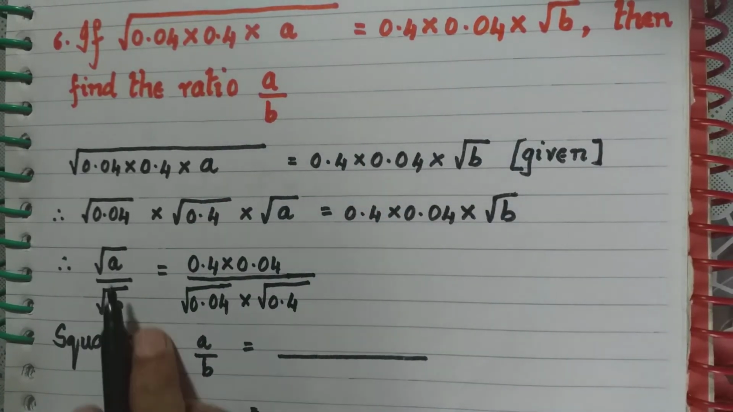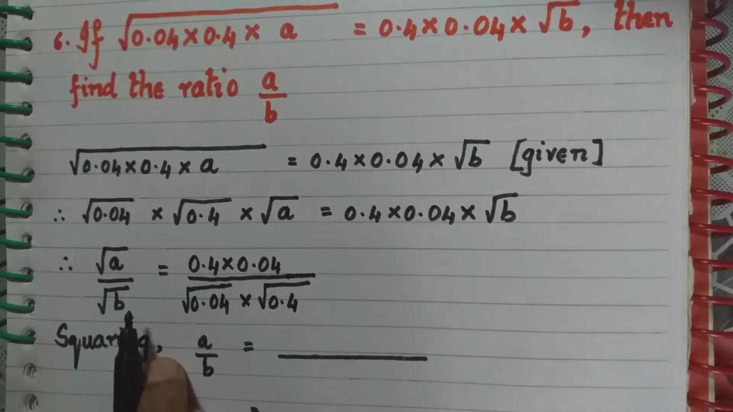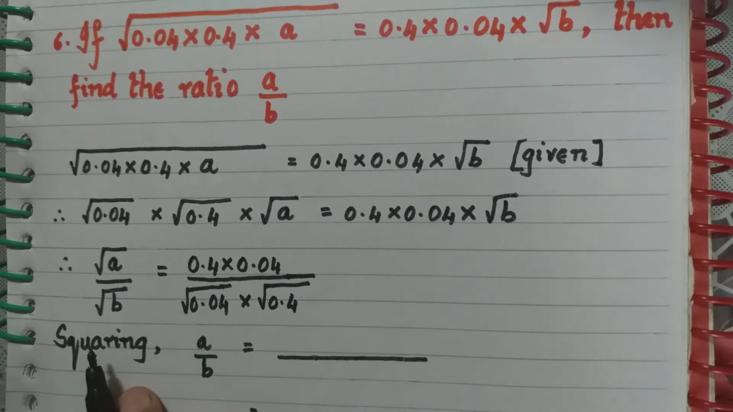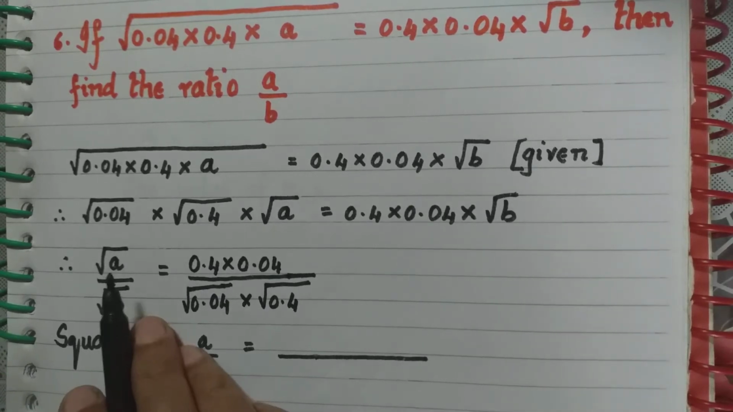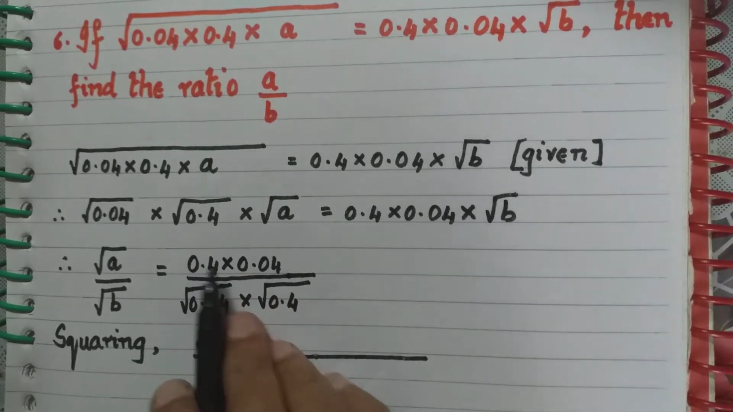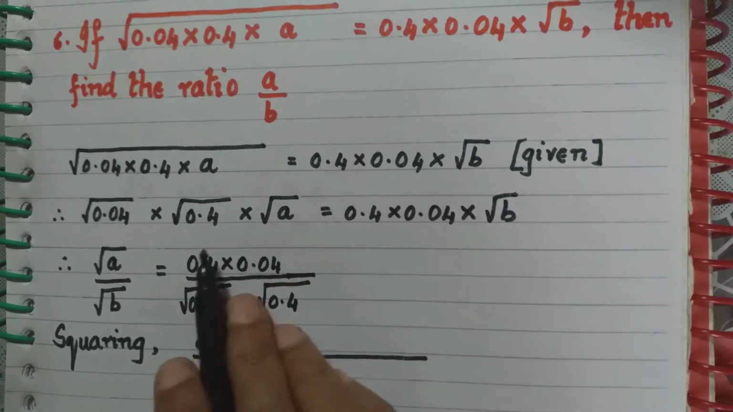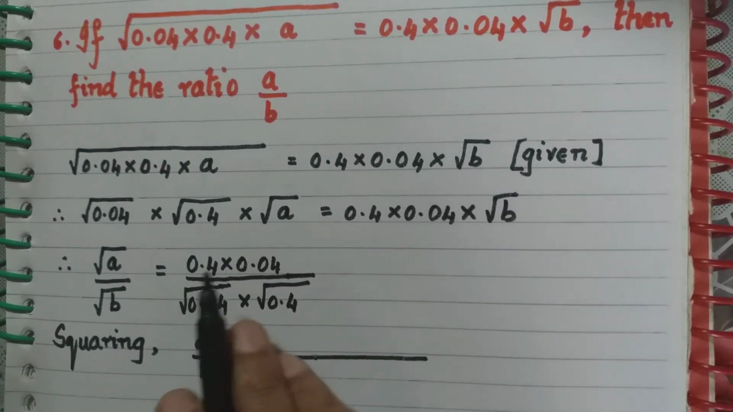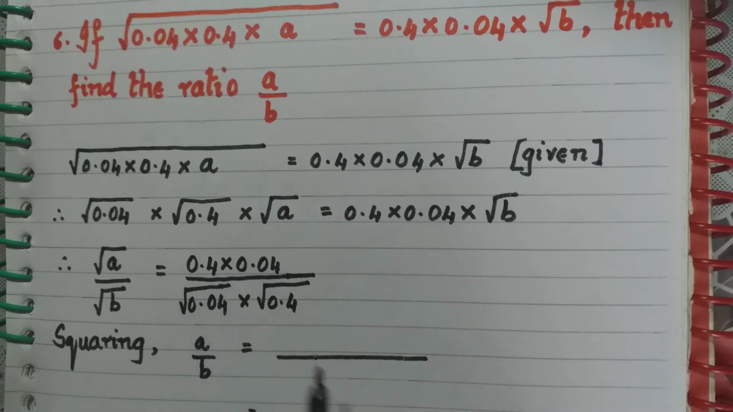Now what happens? We have to find a by b. And what is this here on the left hand side? Square root a upon square root b. So how will I remove the square root? Simple, by squaring. Squaring means square root a into square root a, that is a. Square root b into square root b, that is b. Okay, here now when I go to the right hand side, when I square, what happens? There is no square root sign. So I have to multiply each numerical by itself. Therefore, this becomes 0.4 into 0.4.